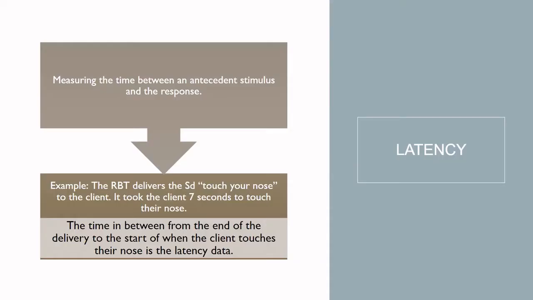Latency is measuring the time between an antecedent stimulus and the response. So simply, when you're delivering an SD to your client, the time from the moment you're done delivering that SD until your client answers will be your latency time, the time in between. In the example given, the RBT says, touch your nose. It took the client 7 seconds to touch their nose. 7 seconds is the latency time.